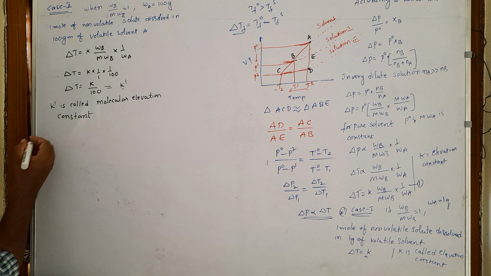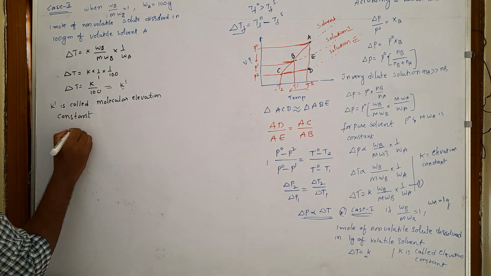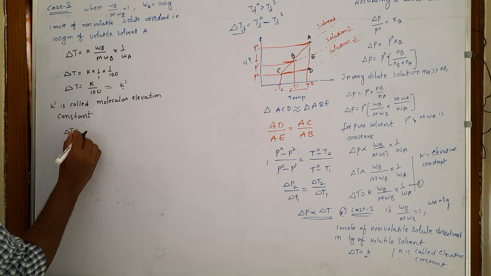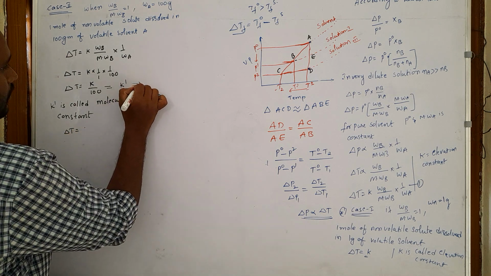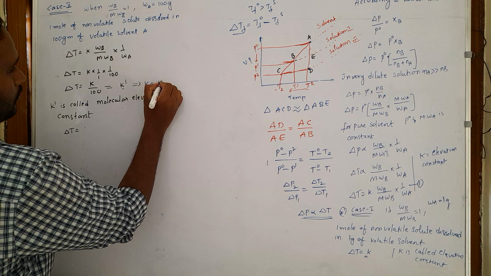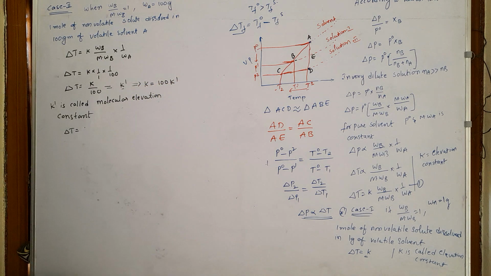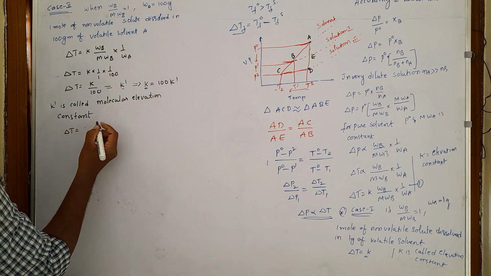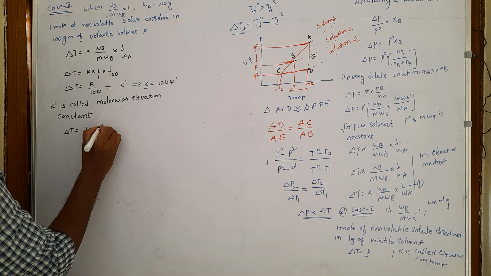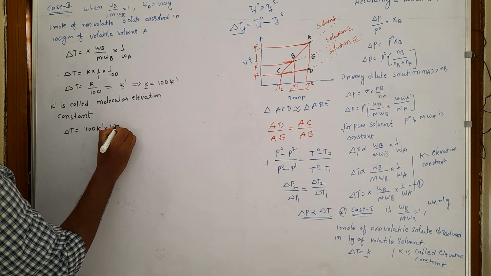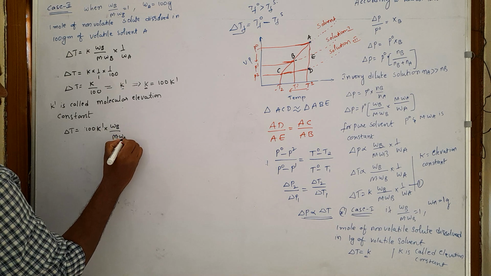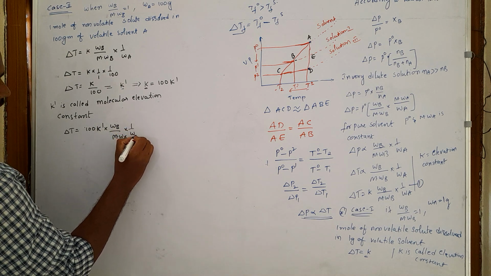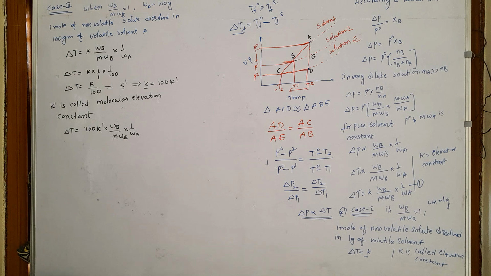Now substitute the K dash value in equation 1. Simply, K is equal to 100 into K dash. If you substitute the K value in equation 1, you will get 100 into K dash into weight of B by molecular weight of B into weight of A. So this is case 2. Here K dash, we already know, is called the molecular elevation constant.